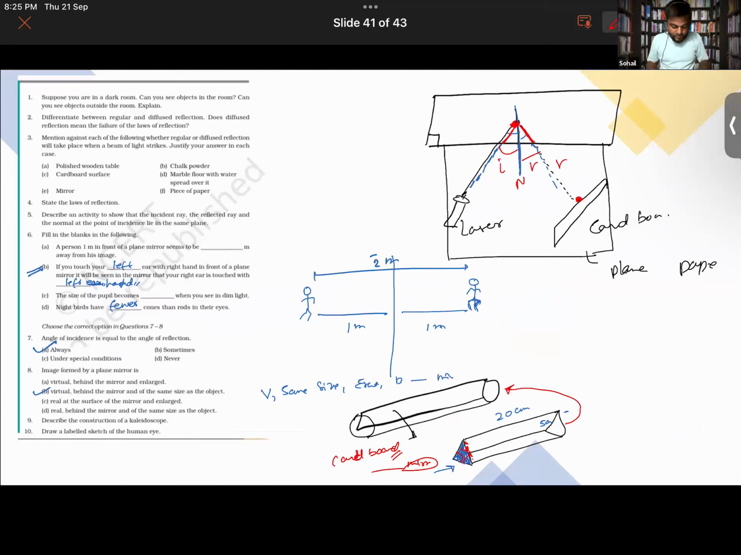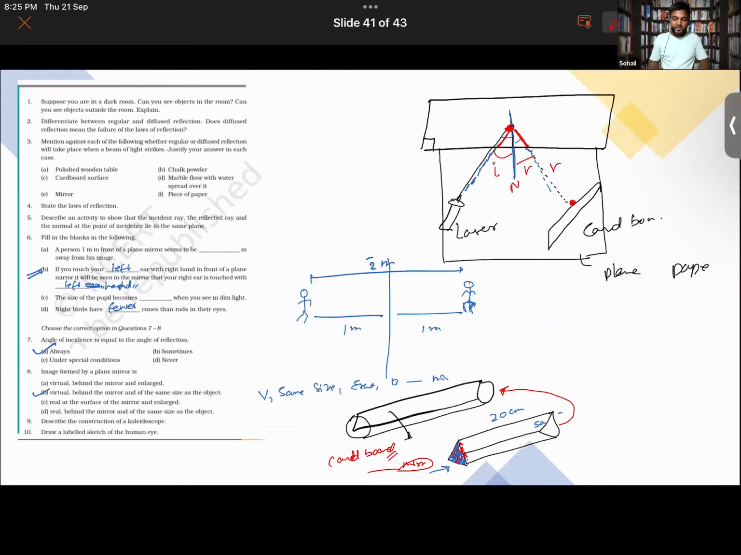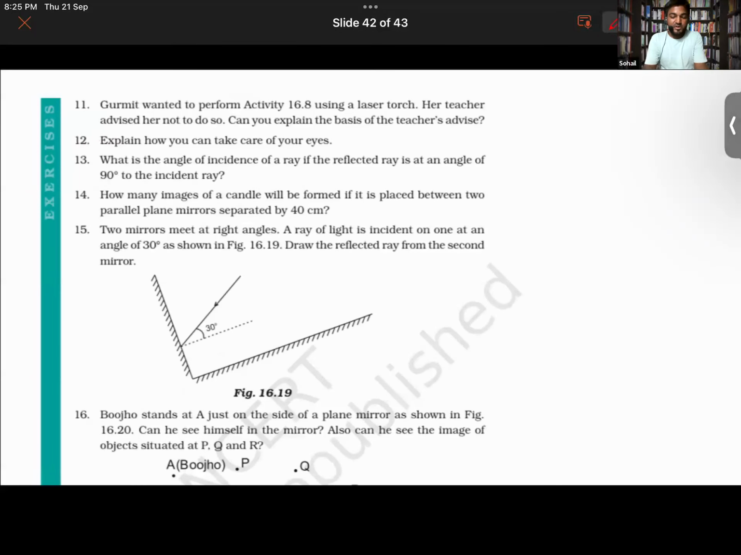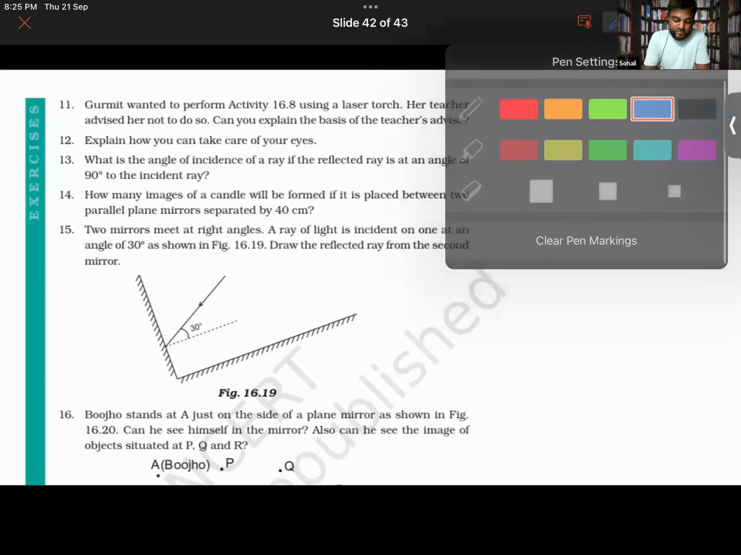Okay. Draw a labeled sketch of the human eye. So that you have to do. Draw the diagram of the human eye, label its parts. Question number 11. Ahmed, what does the question say?